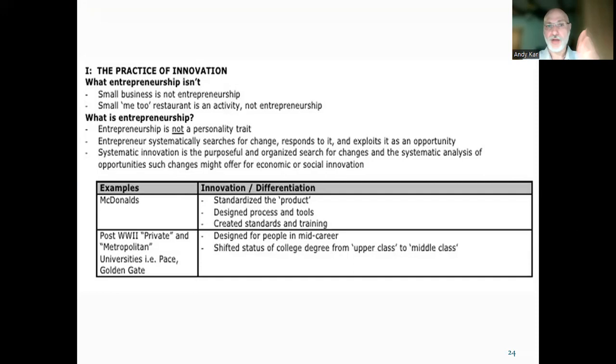We have here the example of McDonald's. Innovation and differentiation: standardize the product, design process and tools, create standards and training. These things were made via innovation, and they created differentiation for McDonald's in order to excel in its market. Post-World War II private and metropolitan universities, for example Pace, Golden Gate, etc., designed for people in mid-career, shifted the status of a college degree from upper class to middle class. So they created an innovation which was social innovation. Why? Because they shifted the status of a college degree from upper class to middle class. It made it affordable for middle class people, which is amazing.